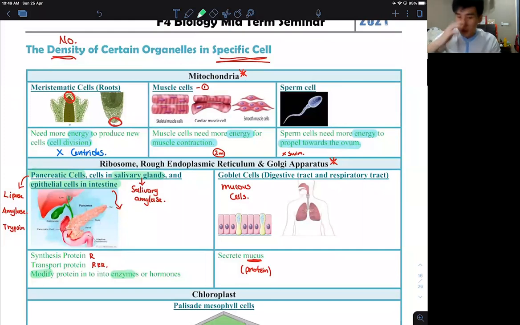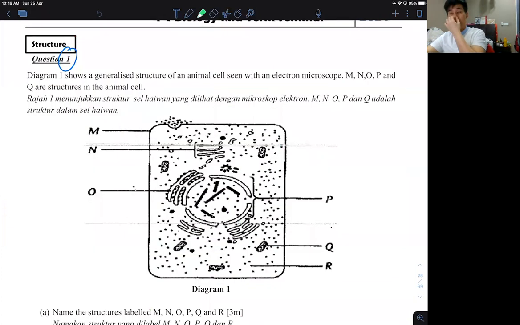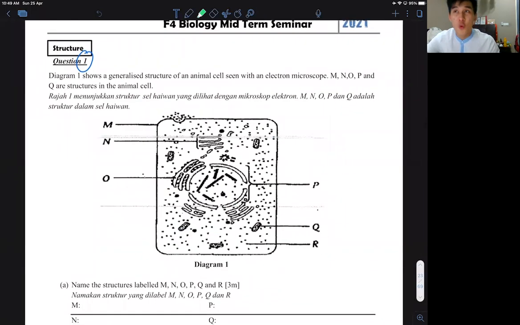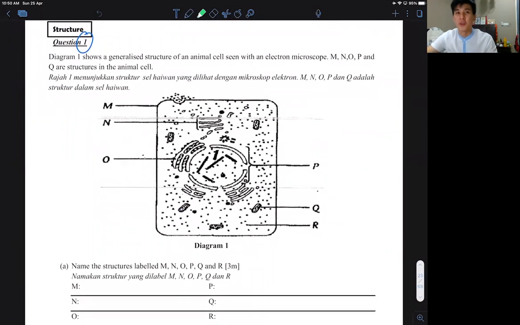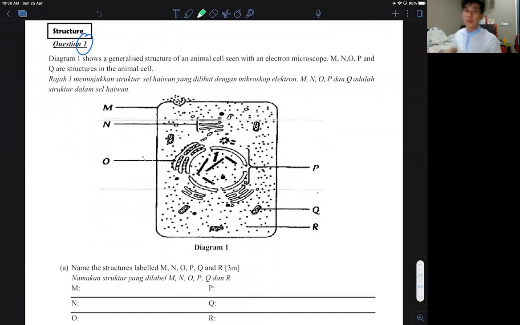Now let's do a big question. If you have the notes, look at page 22. Question 1. Now, try to label this on your own first. I'll give you 1 minute. Try to look at it yourself.